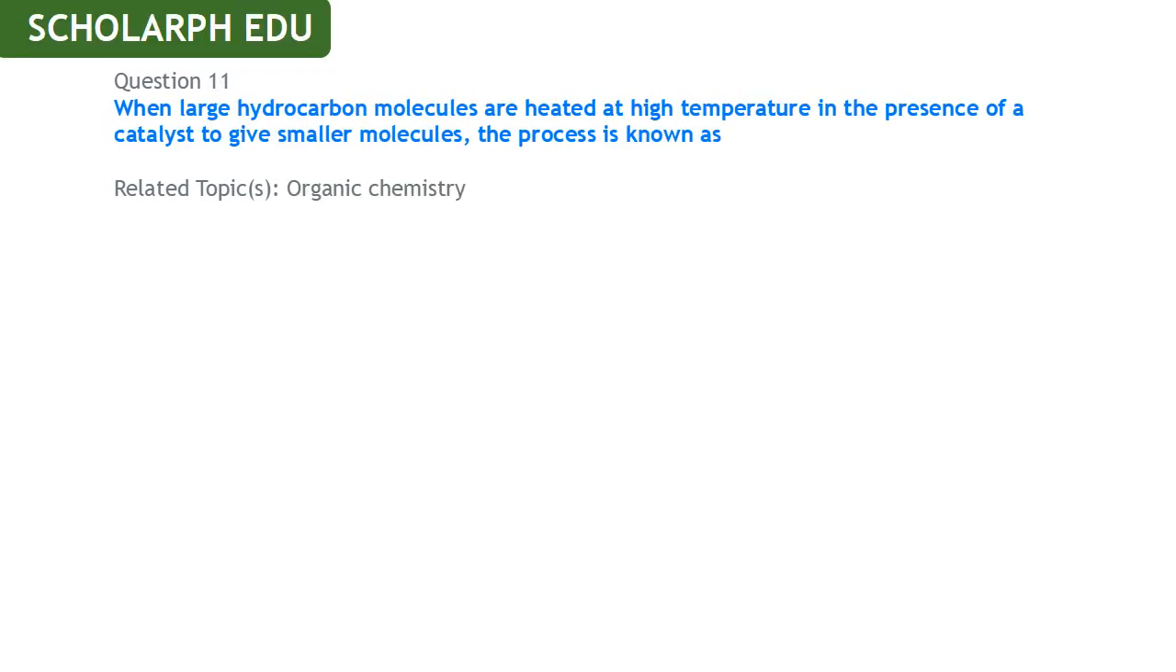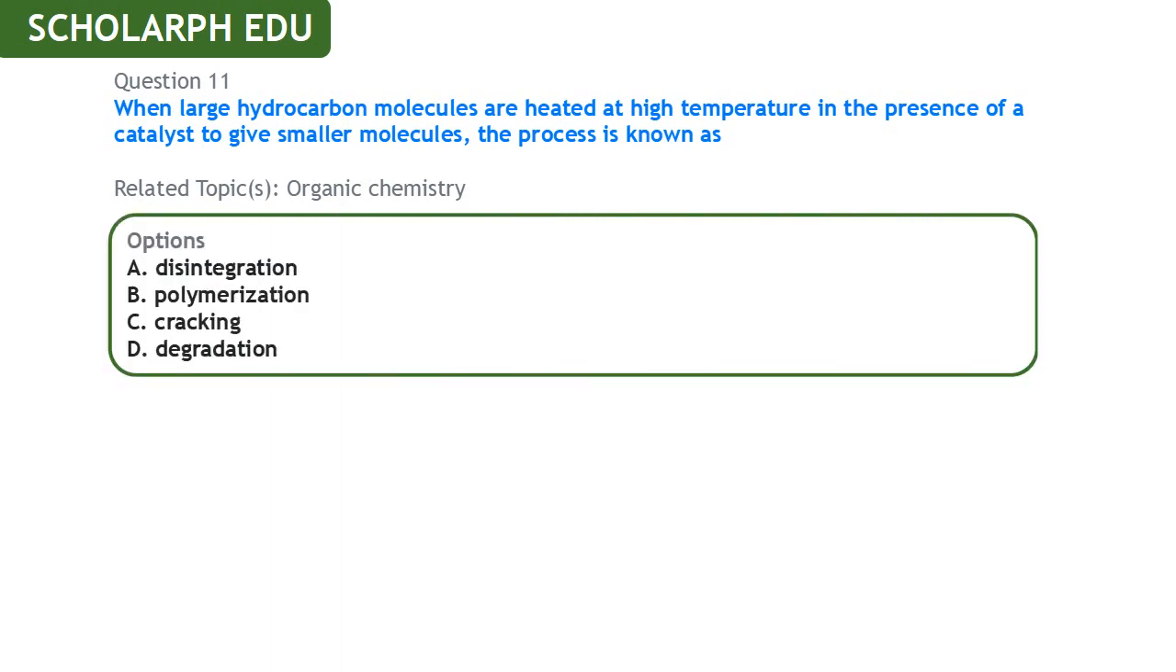Next, on organic chemistry, when large hydrocarbon molecules are heated at high temperature in the presence of a catalyst to give smaller molecules, the process is known as what?